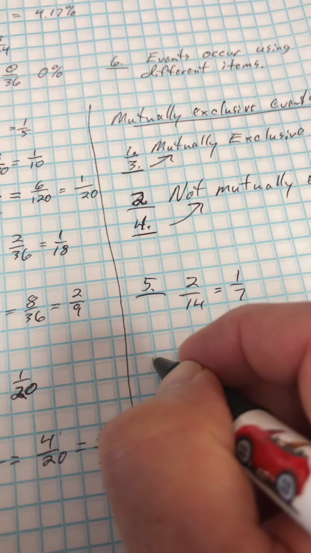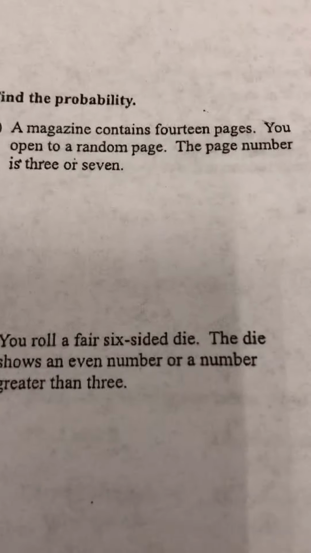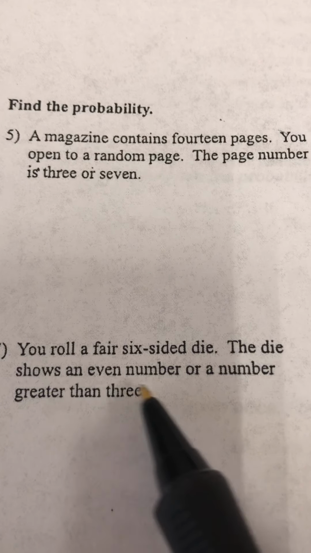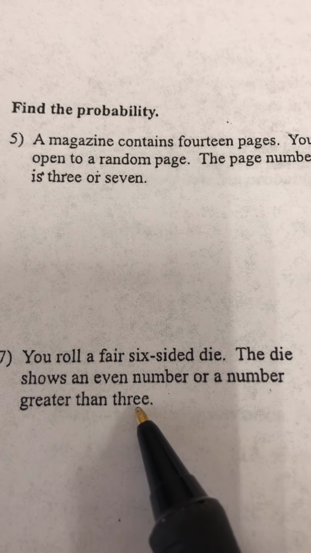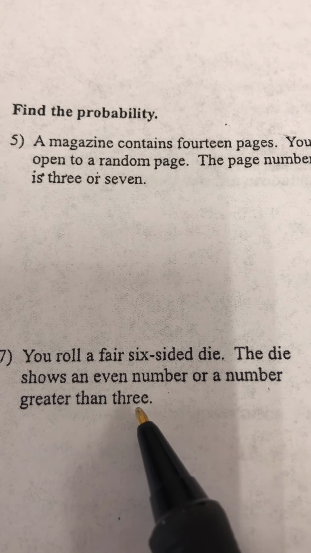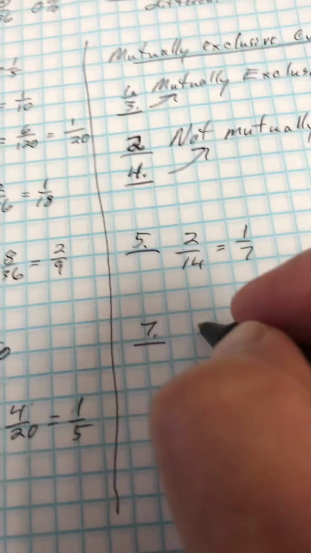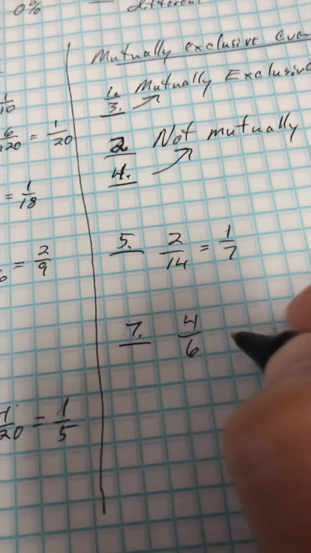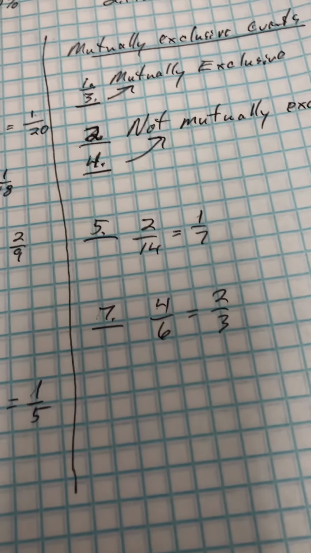And then number 7, you roll a fair 6-sided die. So it's just a regular 6-sided die. The die shows an even number or a number greater than 3. So even number or a number greater than 3, that is going to be 4 out of the 6, which also equals 2/3, or if you were to get the percentage, you would get 66%.